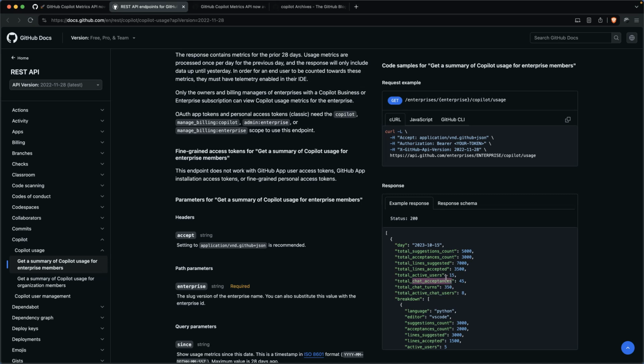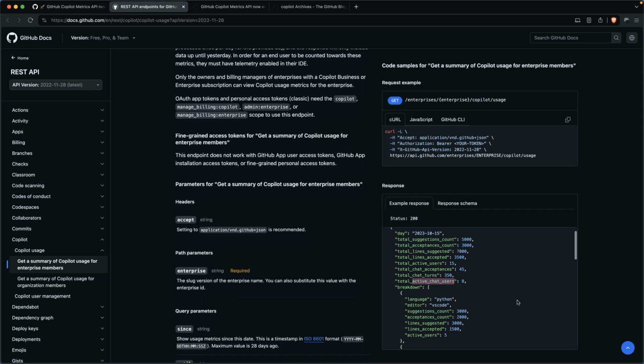Number of acceptances from a chat. And then chat underscore turns, I presume that is the number of chats that you've had. In other words, probably question and answer. And then again, a vanity metric here, active chat users. Again, sounds like something Microsoft's probably interested in, not so much your end users. So that's about it for overall.